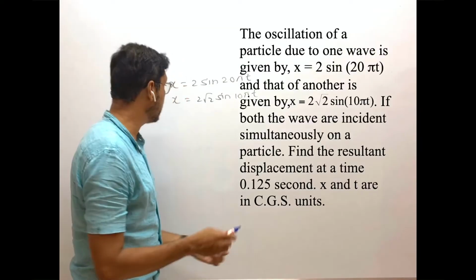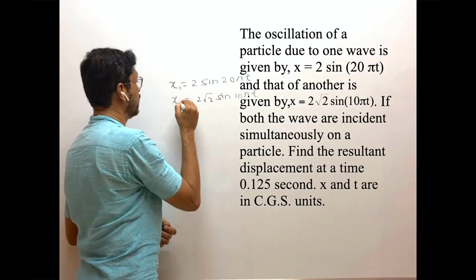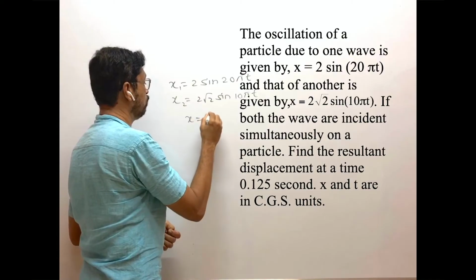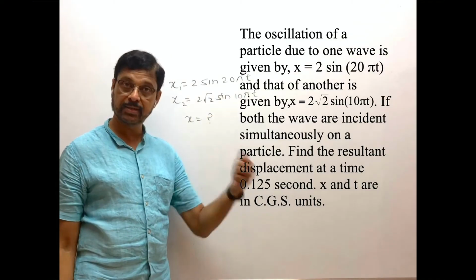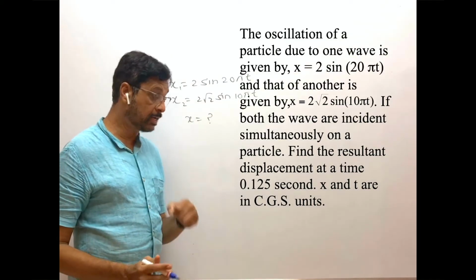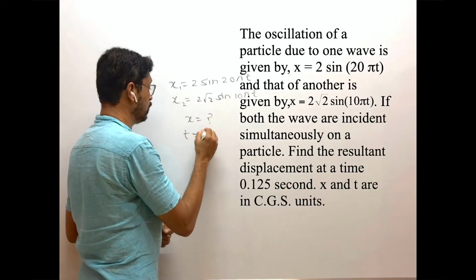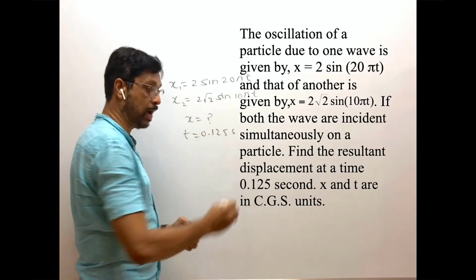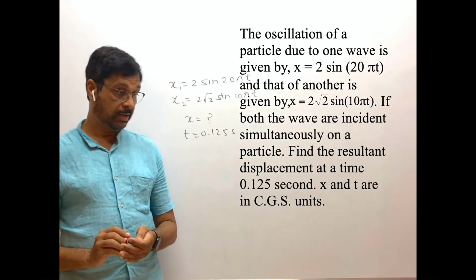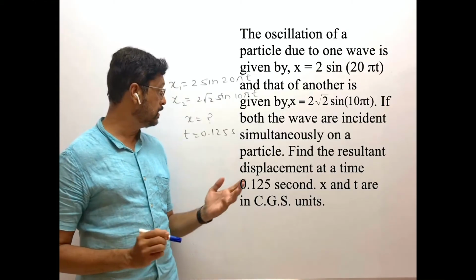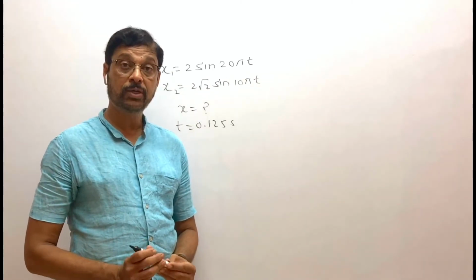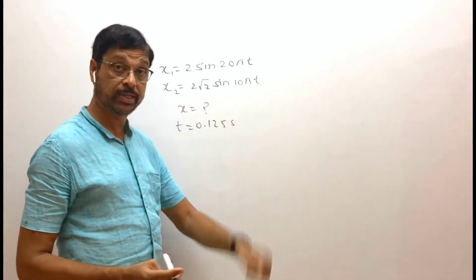Find the resultant displacement. ये है x1, ये है x2. You have to find x. Find the resultant displacement at a time equal to 0.125 second. X and t are in CGS. We'll find out x1 and x2 separately.